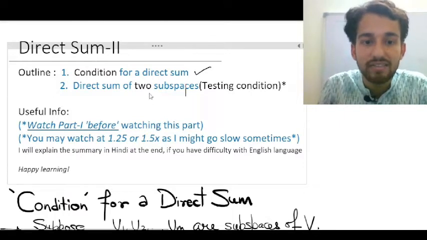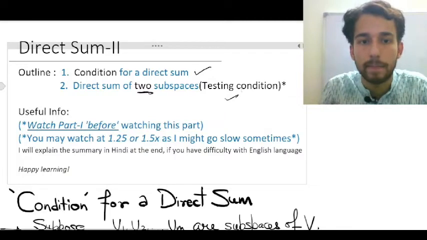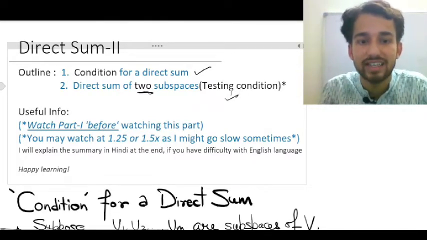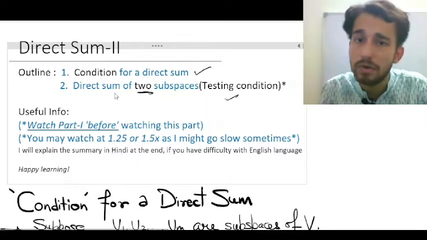And second, when we are given two subspaces, what will be a testing condition through which we'll be able to check whether the given two subspaces form a direct sum or not.